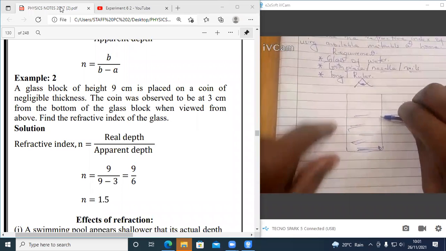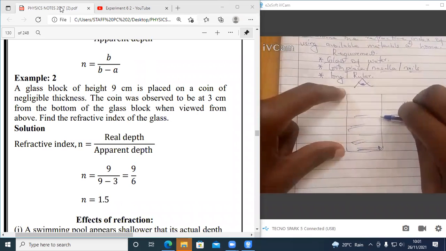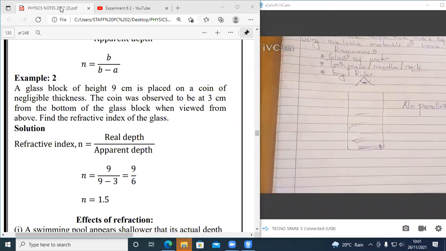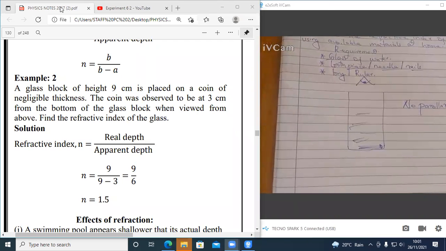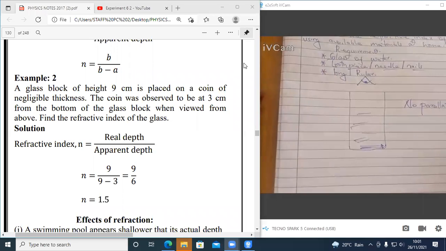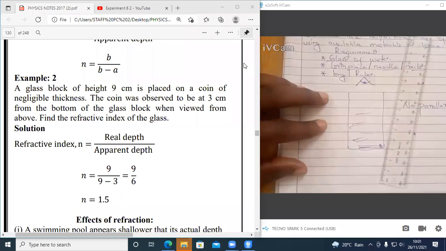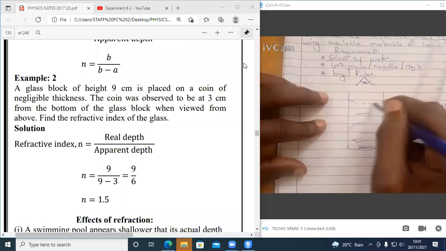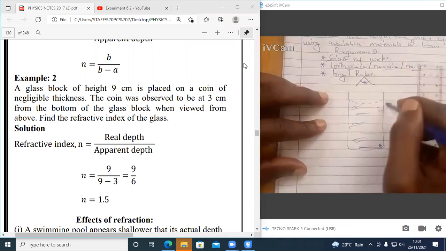Then measure the height. You can fill the glass full, or you can fill it to a given height. It is not a must that it be full. You measure the height of the water in the glass, from here up to here.